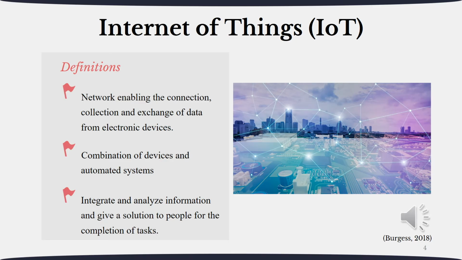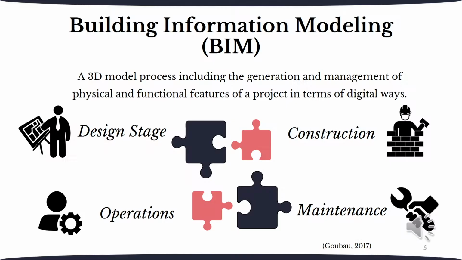The Internet of Things refers to a network enabling the connection, collection, and exchange of data from electronic devices. It is the combination of devices and automated systems to integrate and analyze information, and it gives people a solution for the completion of tasks. At the same time, BIM is a 3D model process, including the generation and management of physical and functional features of a project in digital ways, and it covers the design stage, construction, operations, and maintenance.